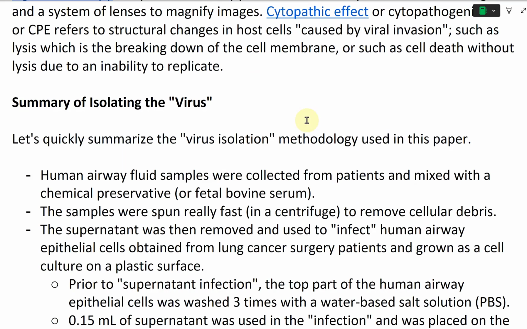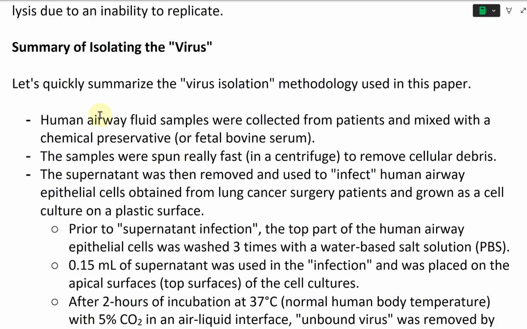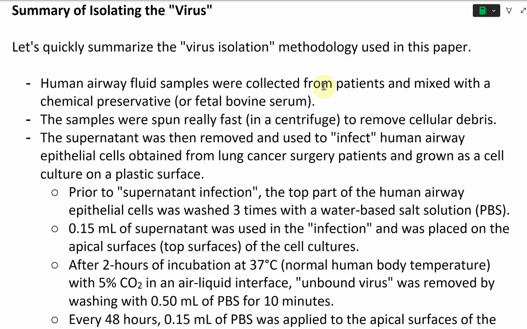Interesting. All right, so now let's go over a summary of isolating the "virus." So let's quickly summarize the "virus" isolation methodology used in this paper.